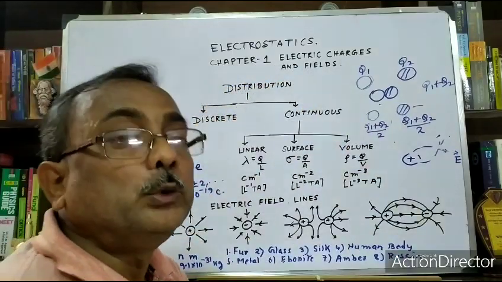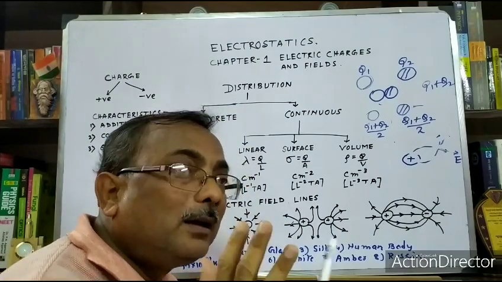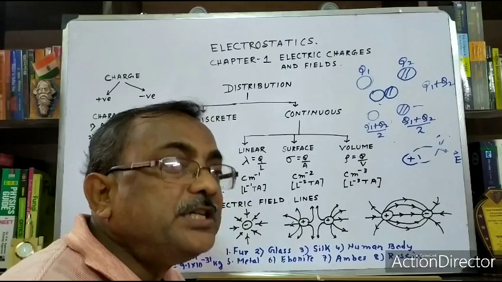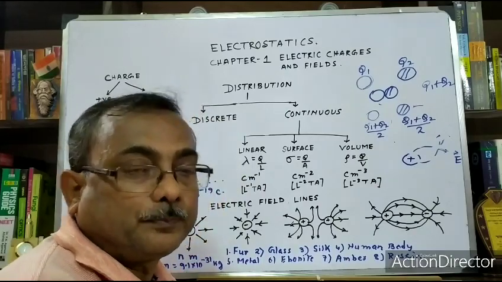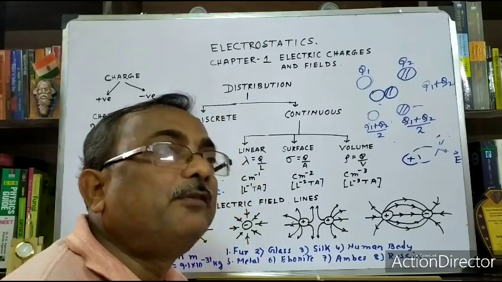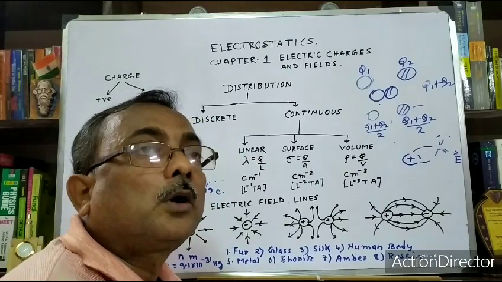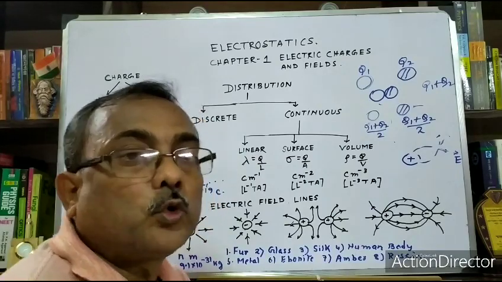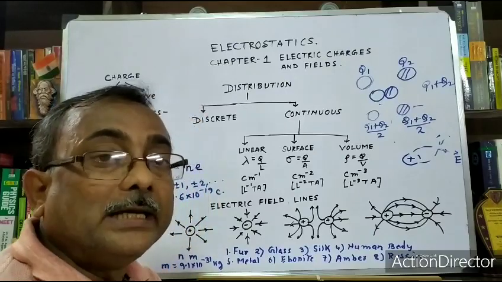Next, I am going to explain to you, when two like charges are kept nearby, then they will repel each other. Scientist Coulomb has given a law. What is the magnitude of this force? That is called Coulomb's law in electrostatics.